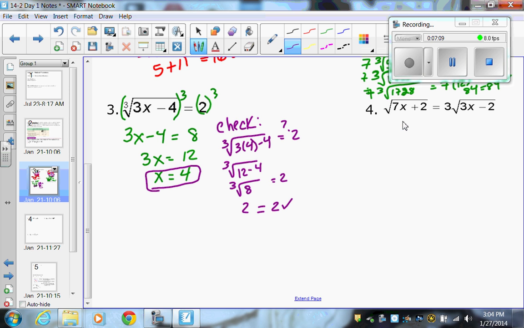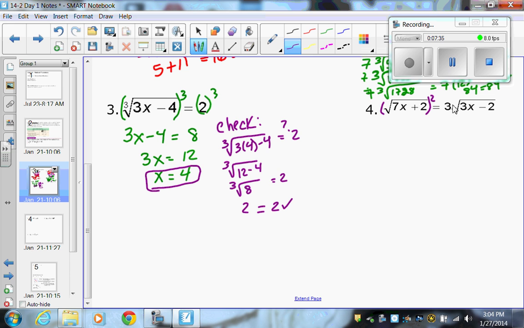Let's try another. We have the square root of 7x plus 2 equals 3 times the square root of 3x minus 2. If you notice in this case, we can't really isolate the one on the left at the same time as isolating the one on the right, because there is a multiplication in front of one and not in the other. So on a problem like this, we're just going to go ahead and do the index.